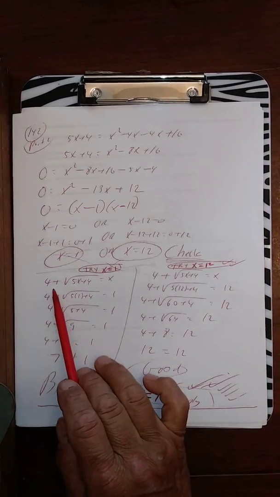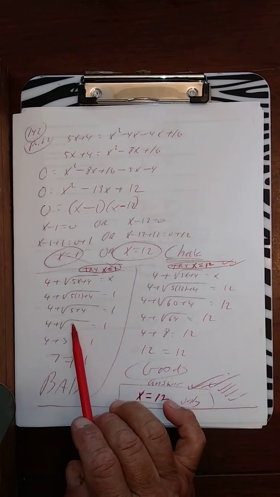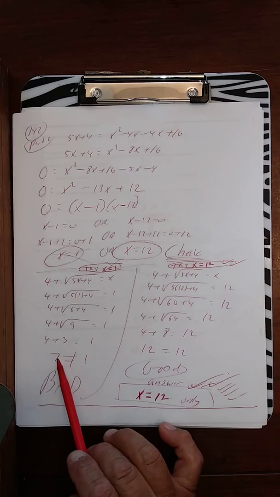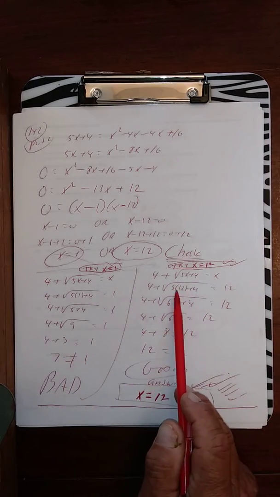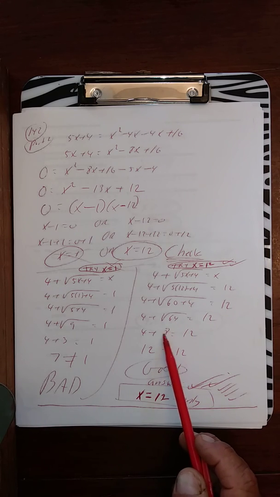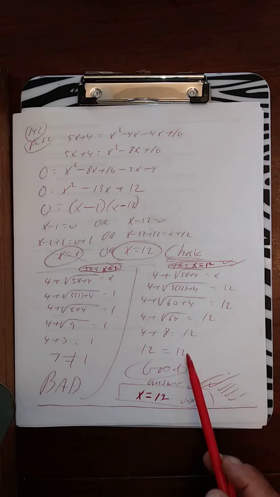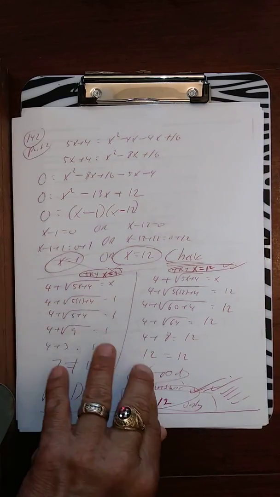Does it work? Let's see. Let's try the 1. 5 times 1 is 5, 5 and 4 is 9. The square root of 9 is 3. 4 and 3 is 7. 1 doesn't match. How about 12? 5 times 12 is 60 plus 4, 64. The square root of 64 is 8. 8 and 4 is 12. 12 and 12, yes. So the answer is 12. Only 12.